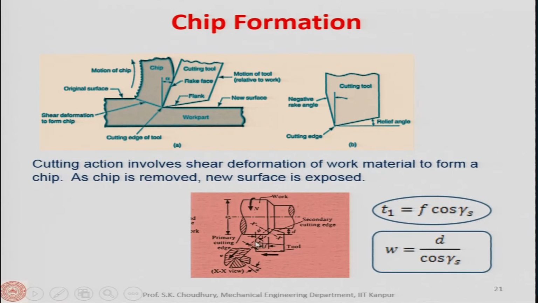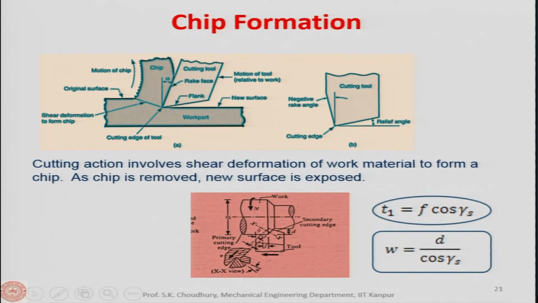And the T1 is the distance between these two lines, measured perpendicular. Okay. This T1 you can find out from this small triangle. Okay, this small triangle. All right. This T1 will be here. So, this is equal to F and the cos of gamma s, the side cutting edge angle.